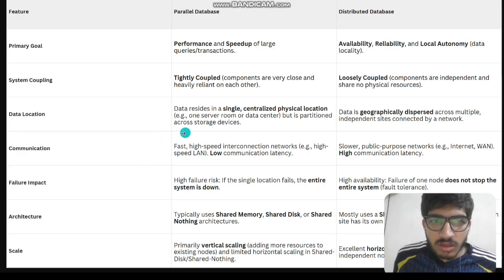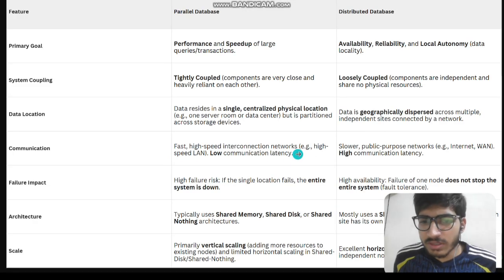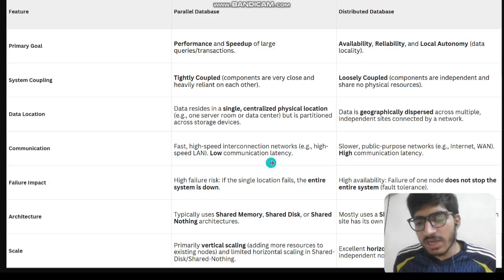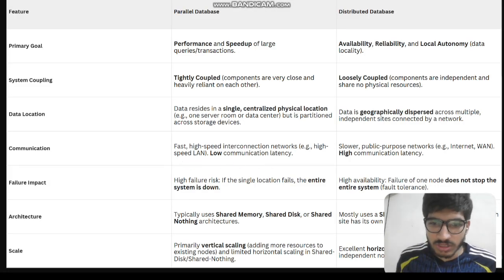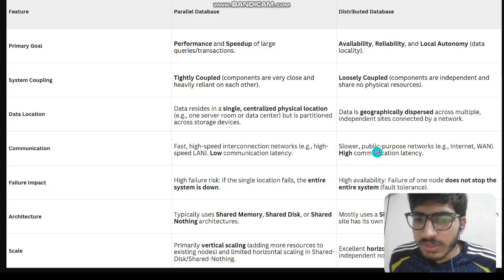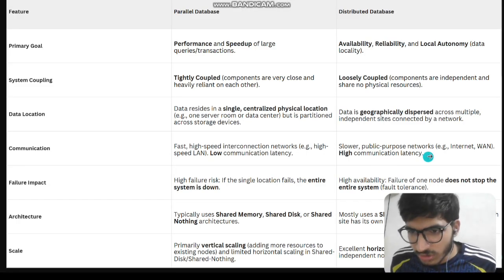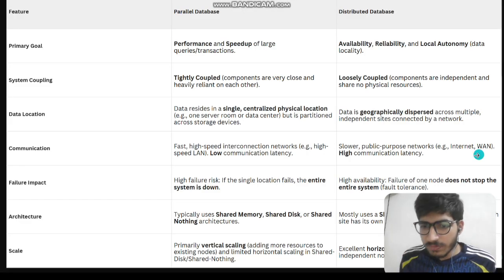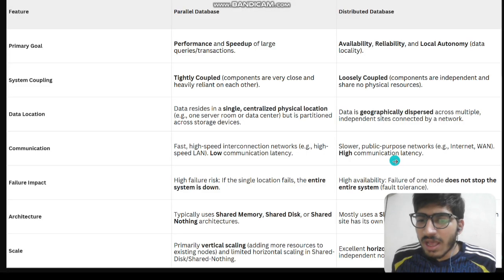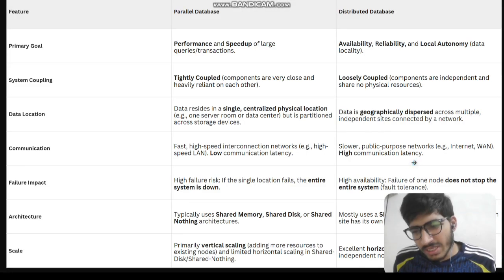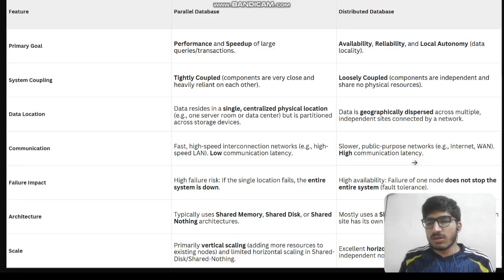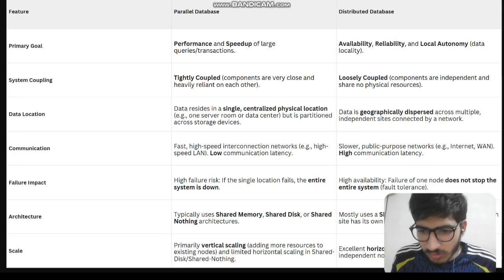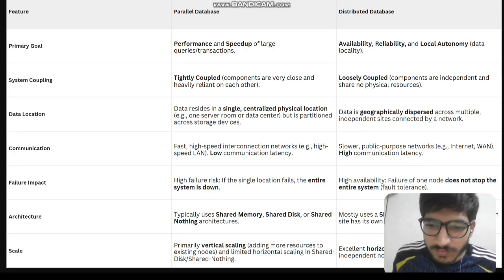Then communication. In parallel databases, a fast, high speed interconnection network is used, for example a high speed LAN. Low communication latency is obtained by using this. In distributed databases, slower general purpose networks are used, like the internet and WAN. It generates high communication latency, which is not ideal, but distributed databases provide other advantages, so it is cancelled out.